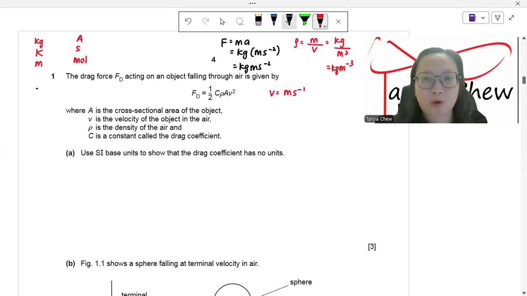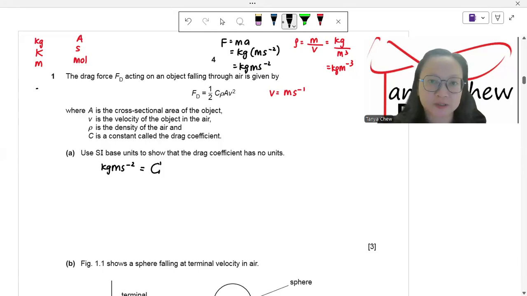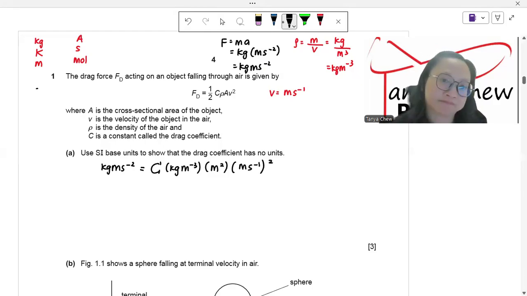Now, since we have all the SI base units, all we need to do is arrange them. Left-hand side, I have kilogram m s^-2. Right-hand side, half is just a number. You can just ignore that number because a number has no unit. This is C, the one that I need to prove has no units. Rho is kilogram per meter cubed. A is meter squared because it is the area. Area is length times length, meter squared. V squared is meter per second, but you have to square it.